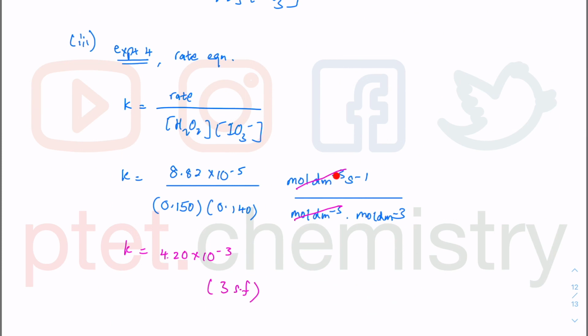Now you have cancelled this mole per dm cube and mole per dm cube. You're going to bring this up there. You cannot just express it as a fraction like this. This will give you mole minus 1. The dm minus 3 will become dm cube, and you have the second minus 1. And just like that, you get 1 mark for the value and 1 mark for the unit. All right?